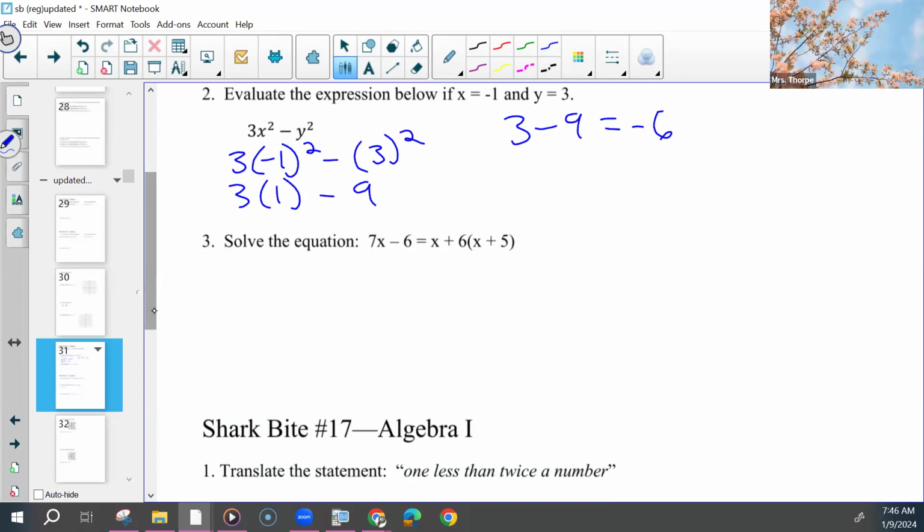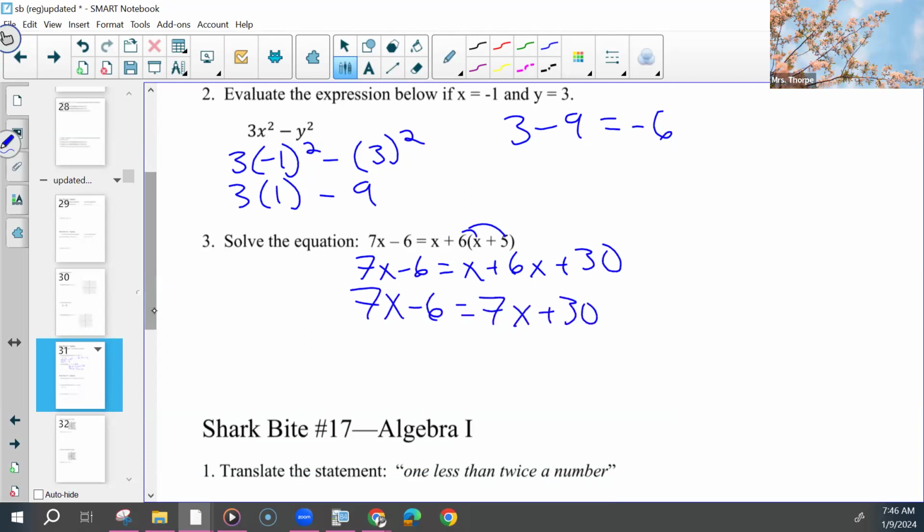For number 3, if we were solving this, we could distribute. Combine like terms. And at this step, you should be able to see a specific solution. Which type of solution would it be? So you could stop there and say this would be no solution. Or if you kept going, and got x on both sides, we get -6 equals 30, which doesn't work. Questions on that one?